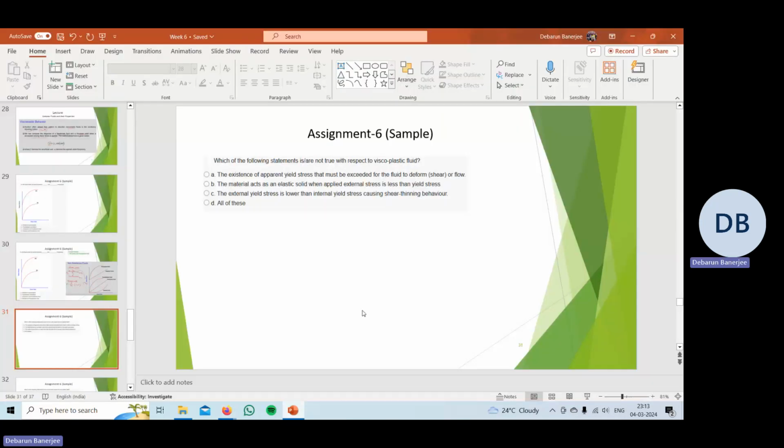Which of the following statements are not true with respect to viscoplastic fluid? The existence of an apparent yield stress that must be exceeded for the fluid to deform or flow. The material acts as an elastic solid when applied external stress is less than yield stress. The external yield stress is lower than internal yield stress, causing shear thinning behavior. Or all of these.